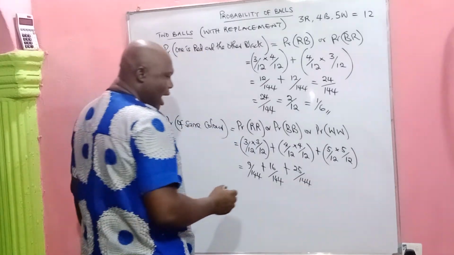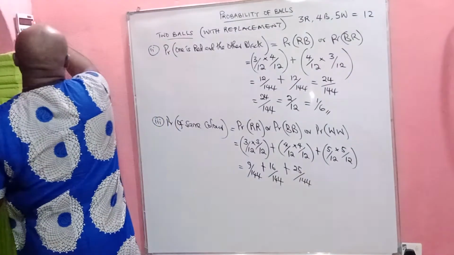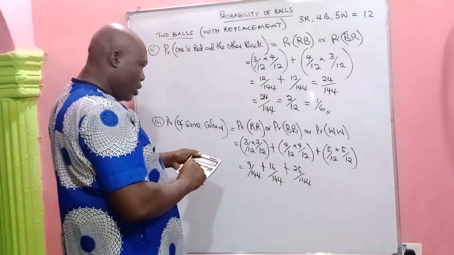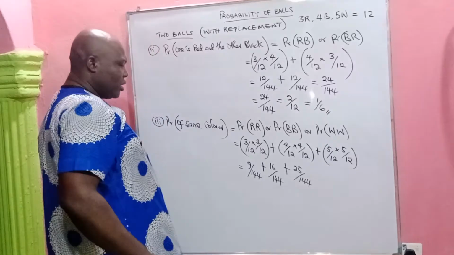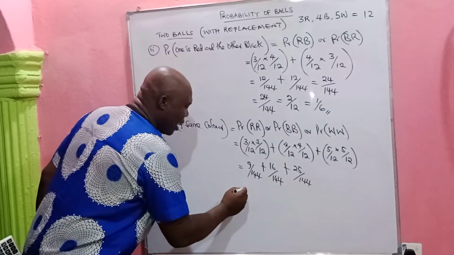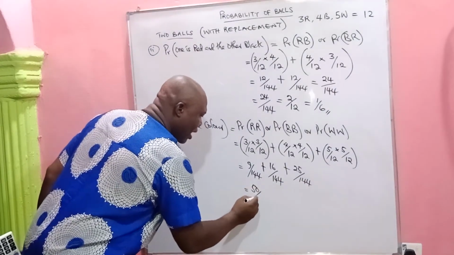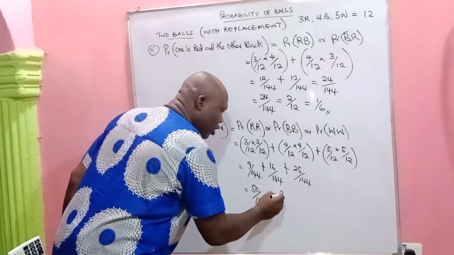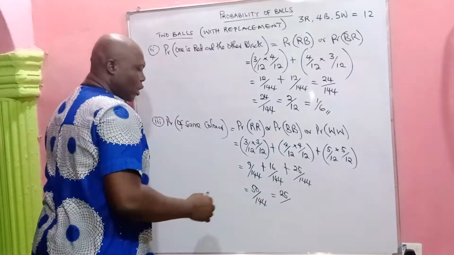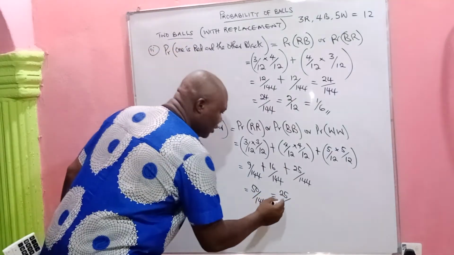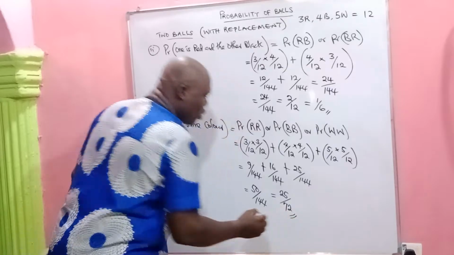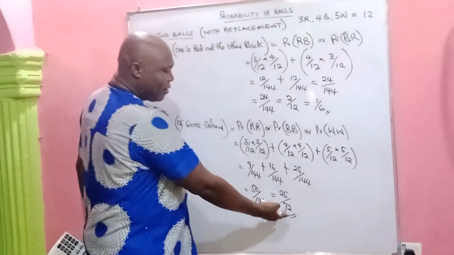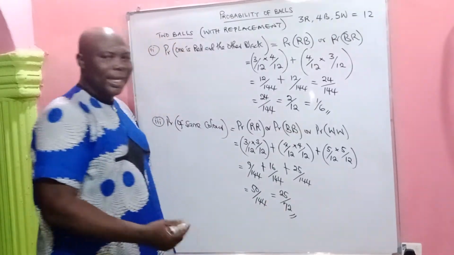If we add all this, 9 plus 16 plus 25, that gives us 50. So we have 50 over 144. We reduce this to the lowest term: 2 into 50 is 25, and 2 into 144 is 72. So 25 over 72 is our final answer. We cannot reduce this fraction again to the lowest term.